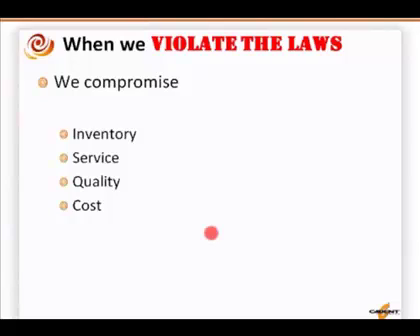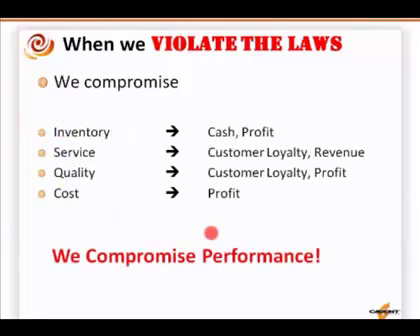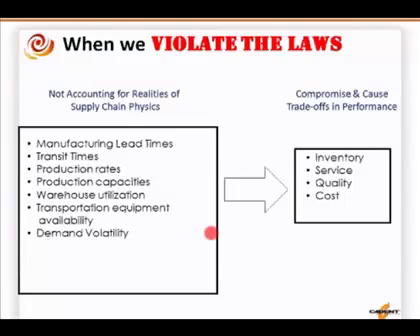When we violate the laws of supply chain physics, we compromise inventory, service, quality, and cost. These things affect inventory affecting cash and profit, service affecting customer loyalty and revenue, quality affecting customer loyalty and profit, and cost certainly affecting profit. When we violate the laws and compromise these things, we compromise overall performance of the organization.